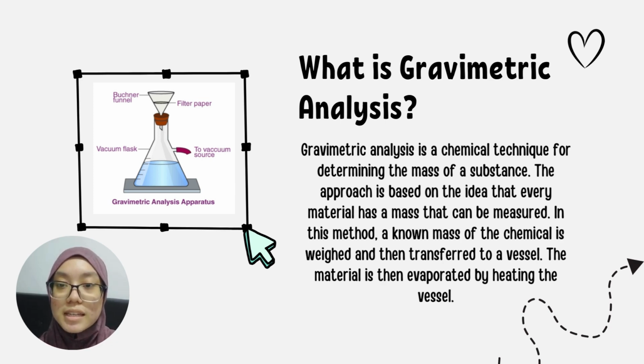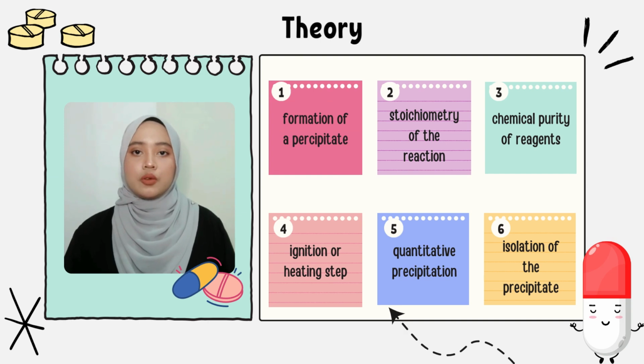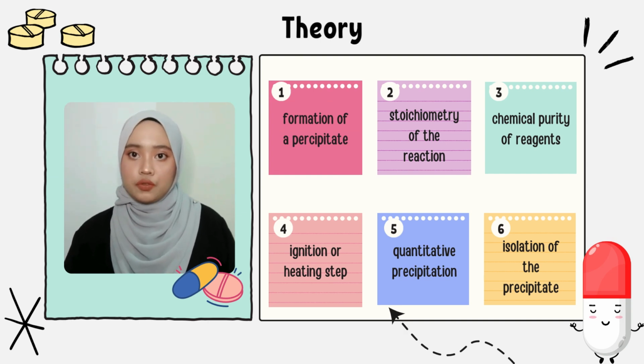The material is then evaporated by heating the vessel. A quantitative analytical method called gravimetric analysis uses a substance's mass to determine how much of it is in a sample.